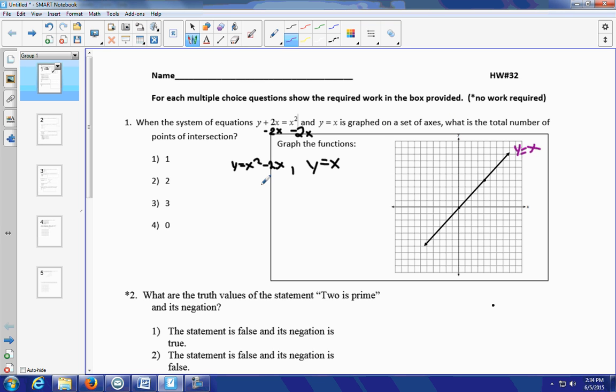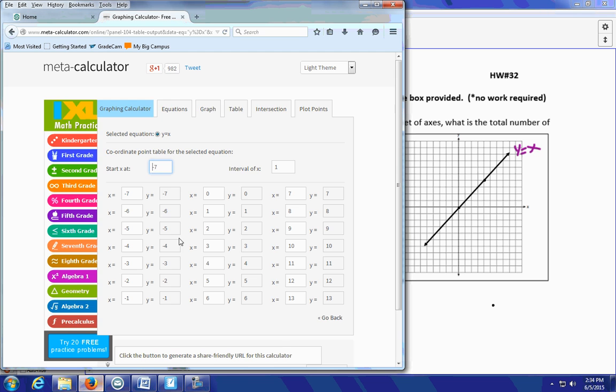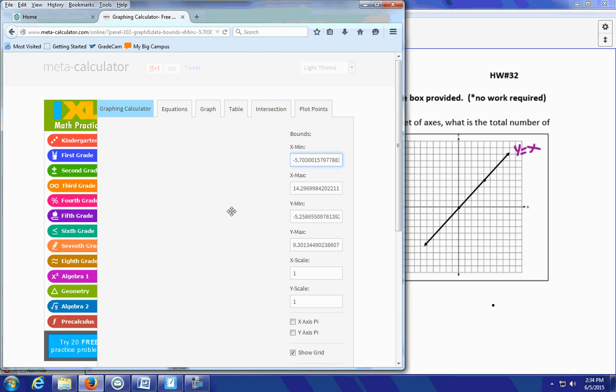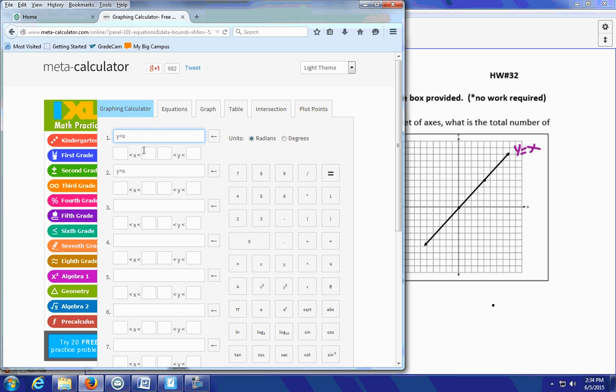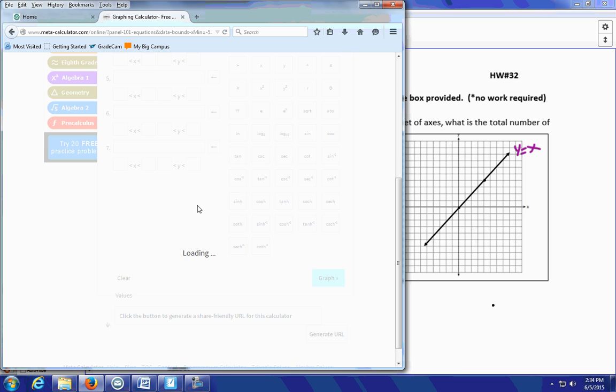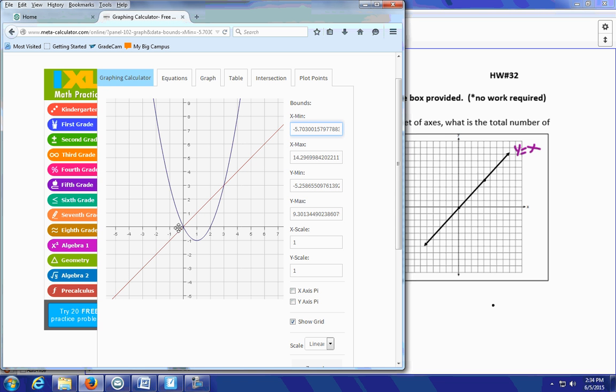Now I need to do the other one. When I go to my graph, I want to do this parabola. Oops, I lost my equation. I don't want y equals x. I want y equals x squared minus 2x. Go back to graph. All right, so now my parabola.